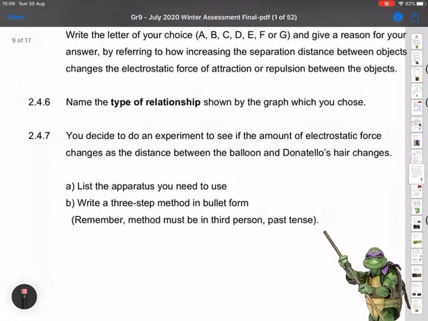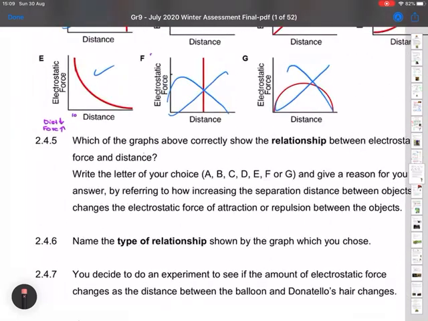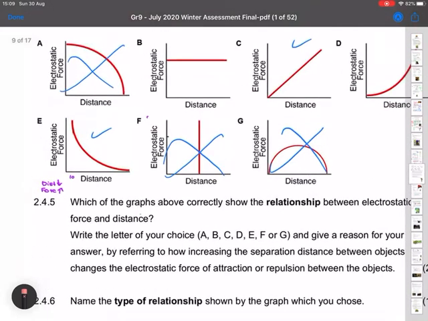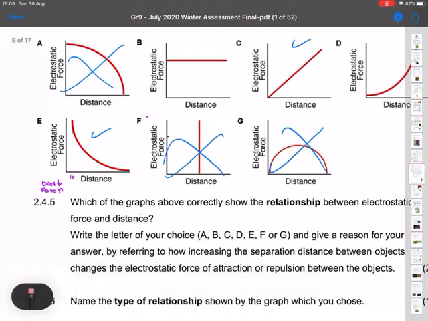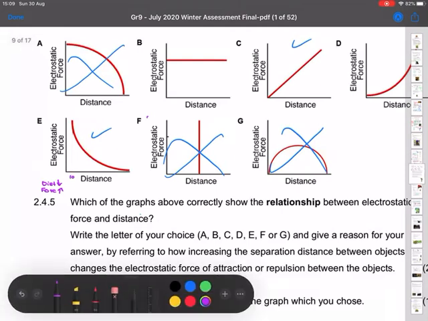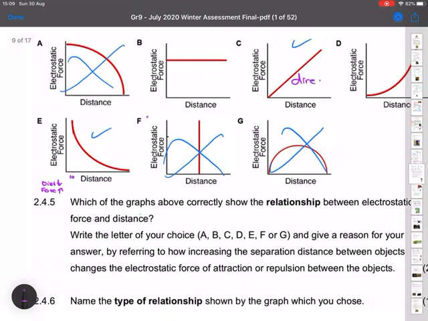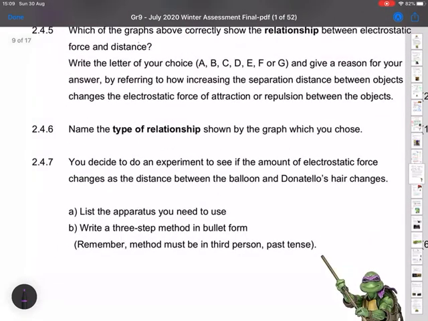Okay, name the type of relationship. So this, guys, is an inverse proportion. Just by the way, if I asked you for this one, that would be direct. For question E, this would be direct proportion. And this is inverse. Good idea to go back to your SI units notes from term 1 and have a look at that if you're still unsure.